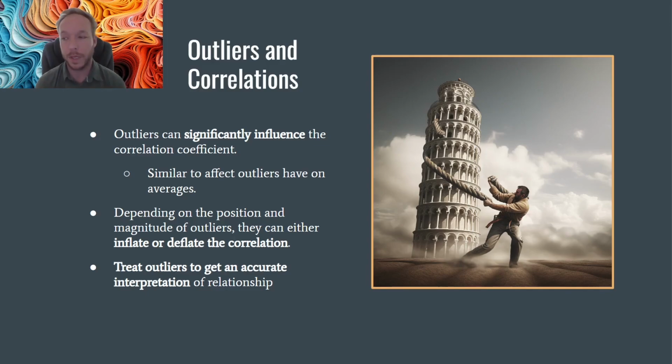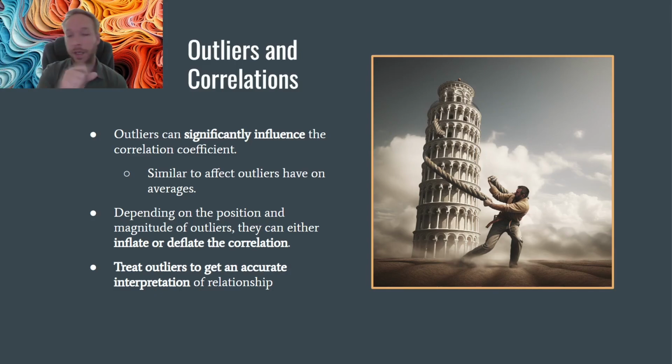We really want to pay a lot of attention to them so that we understand if they're hurting, if they're helping, and then really what we need to do with that, right? Because we really want to understand that relationship as true as possible. If the outlier is really making our relationship look better, then we don't know.